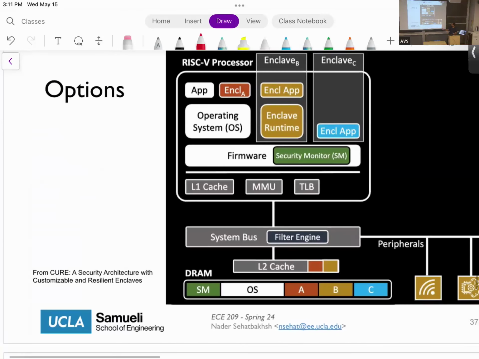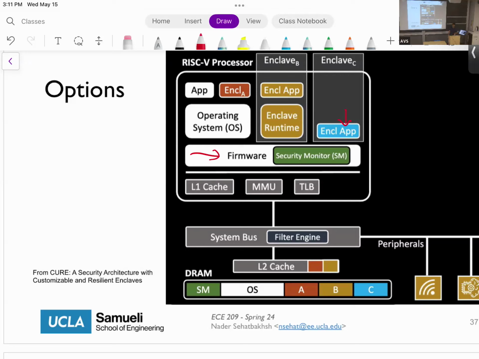The other option, which is more of an ARM TrustZone kind of option, is that you don't necessarily have the runtime, you just have the app, but then you have more of a firmware or a layer of operating system here that handles this. And of course, you can have both, you can also have the combination.